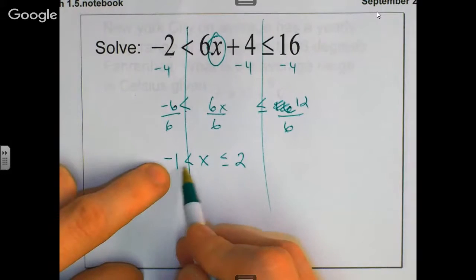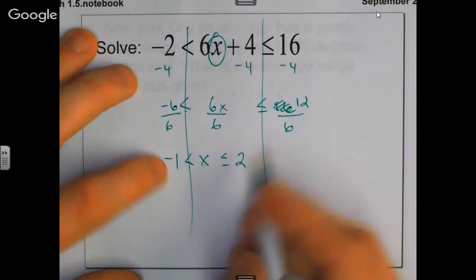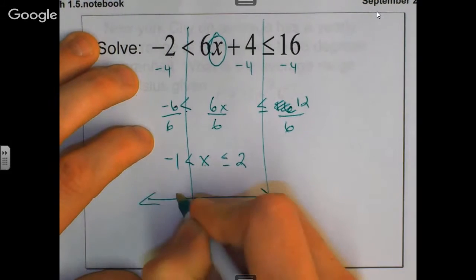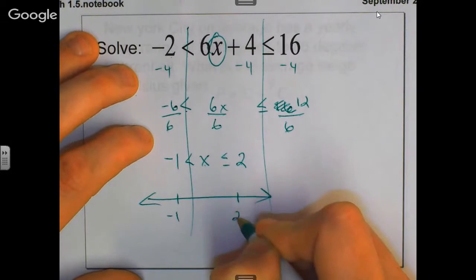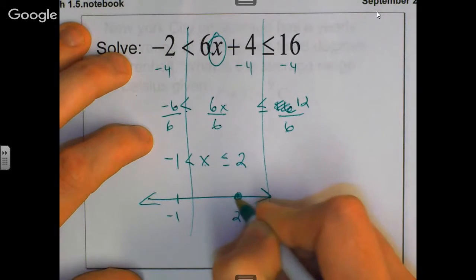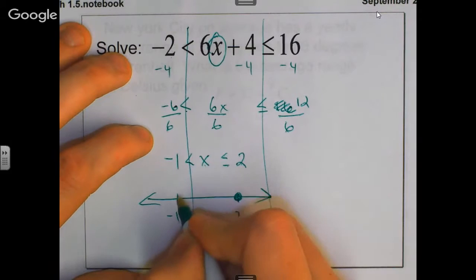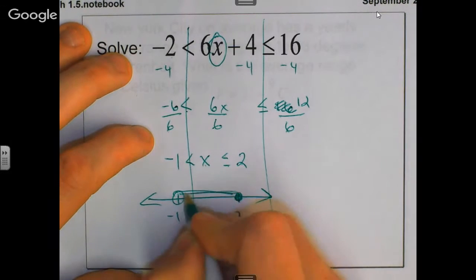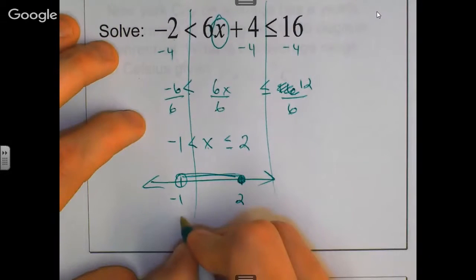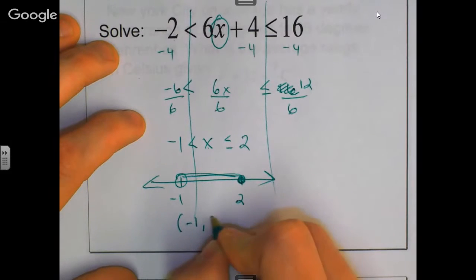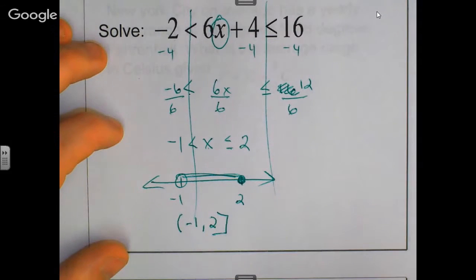So I have negative 1 less than x less than or equal to 2. On my number line, negative 1 and 2: this is a closed circle because it can be equal to, this is an open circle, and we want the numbers in between. So that's parenthesis negative 1, comma 2, bracket.